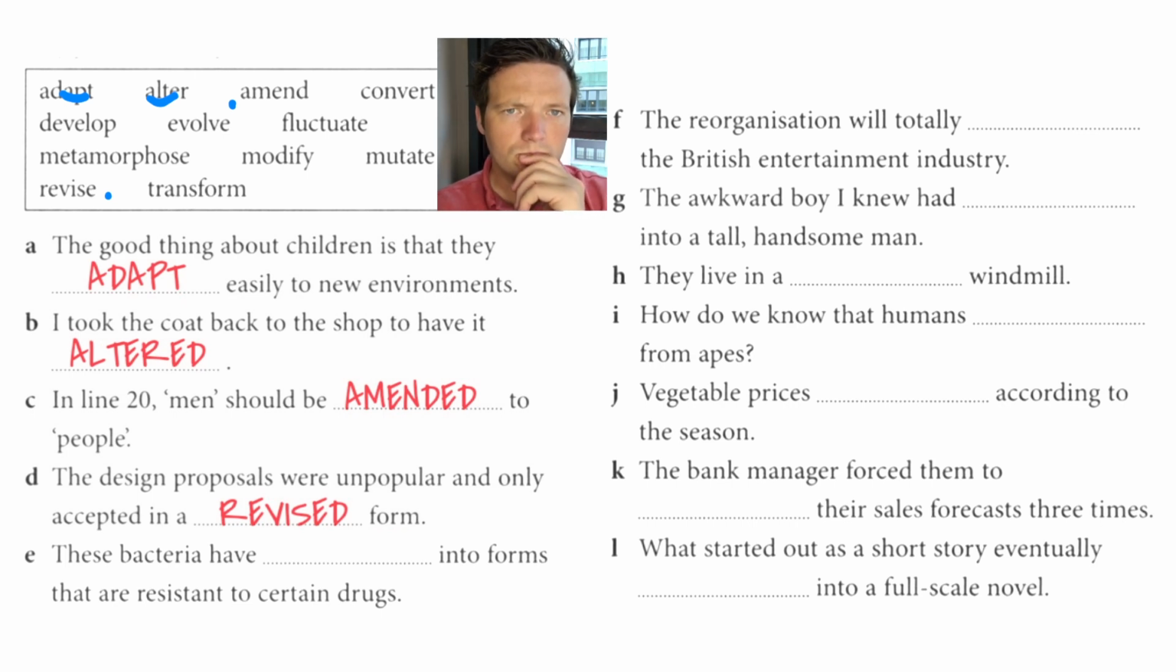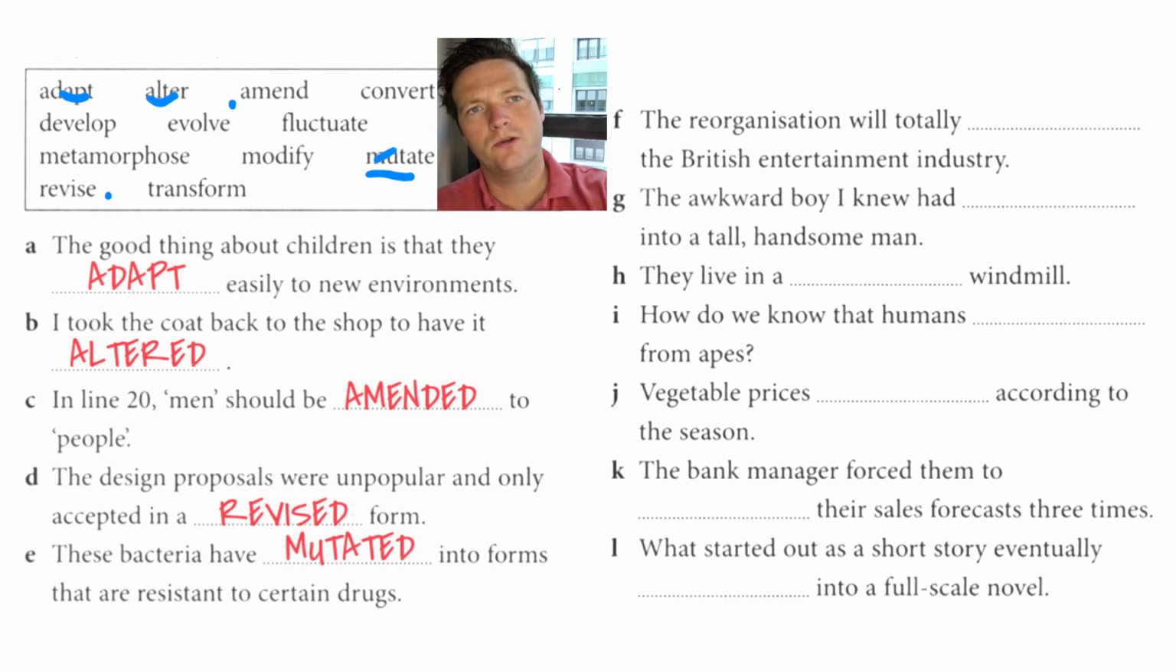E. These bacteria, okay, I think this one's easy. These bacteria have, yeah, I think it's going to have to be mutated into forms that are resistant to certain drugs. That's just the word that we use when we talk about bacteria and viruses when they adapt to their surroundings. We say that they have mutated when there is a genetic mutation. These bacteria have, I'm pretty certain about that, mutated into forms that are resistant to certain drugs. Yeah, I'm pretty sure we can eliminate mutated.